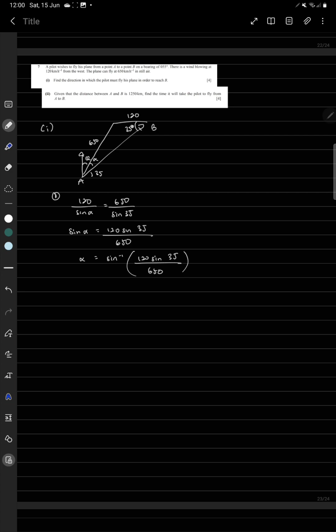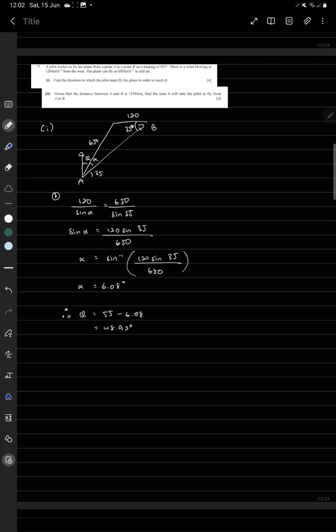Now after you plug everything into the calculator, you should get your answer as 6.08 degrees, right? But this is not your final answer. You want to find the bearing, which is theta, in this part. So that's going to be your 55 degrees minus 6.08, and this is going to be equal to 48.92 degrees.